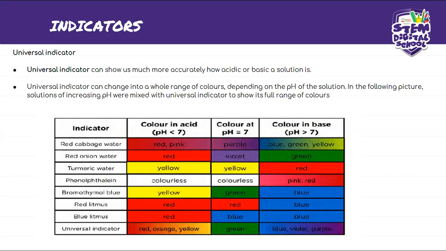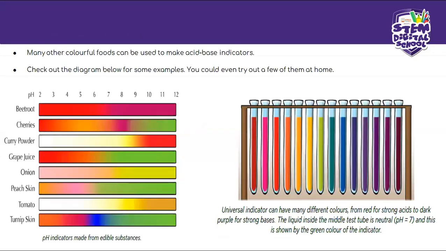Then it gives you red, orange, yellow, because if you look at the type of acid that we're talking of, it can either be acid but concentrated or weak or dilute. So you have different colors portraying or illustrating that. We have many other colorful food substances that can be used to make acid-base indicators. Let's check out the diagram below for some examples.